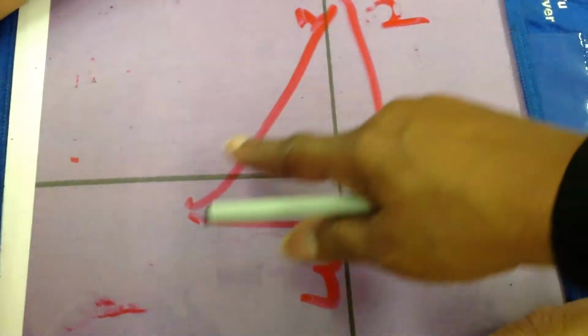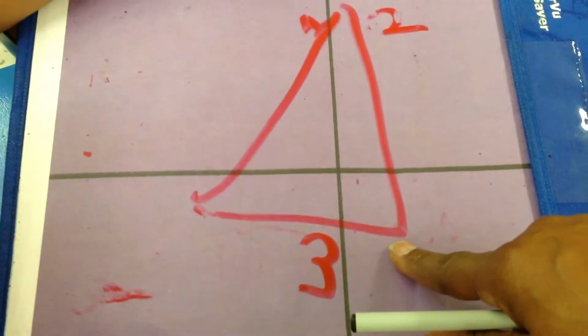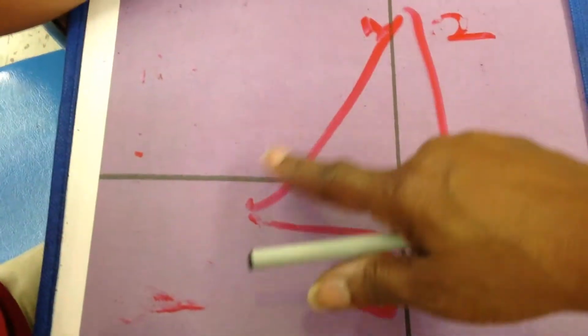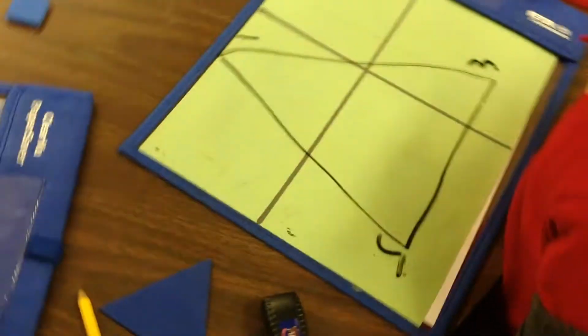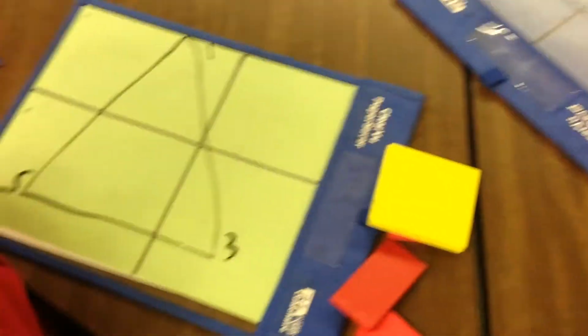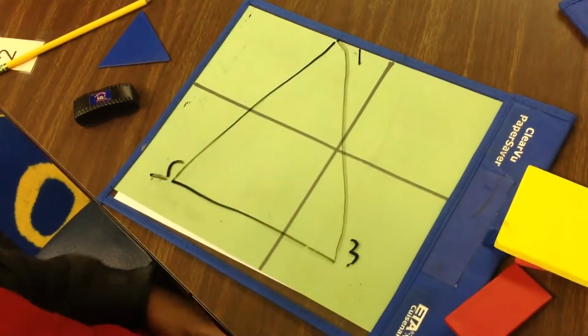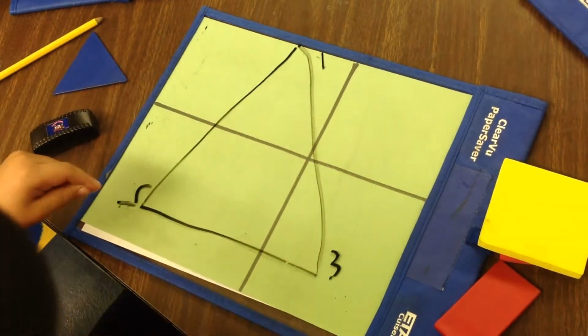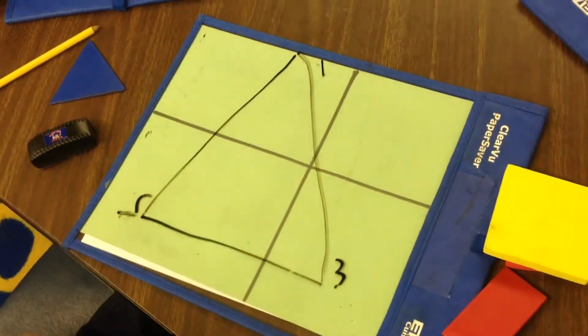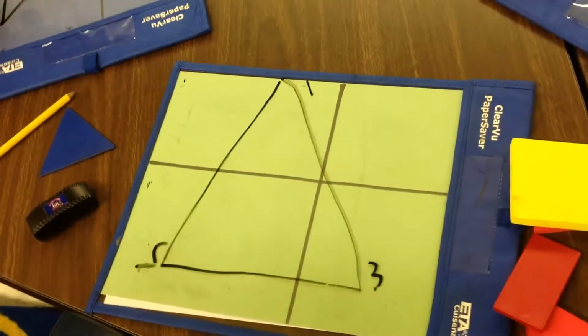Okay, why don't we look at this? 1, 2, 3. 1, 2, 3. Excellent job, Andrew. Excellent job. Let's count our sides. 1, 2, 3. Okay, now what I want you to do is erase and draw a circle.